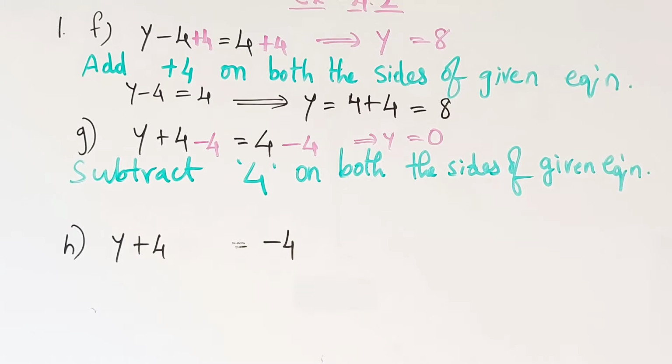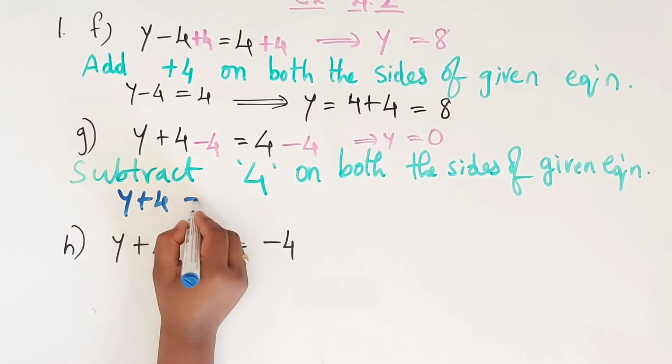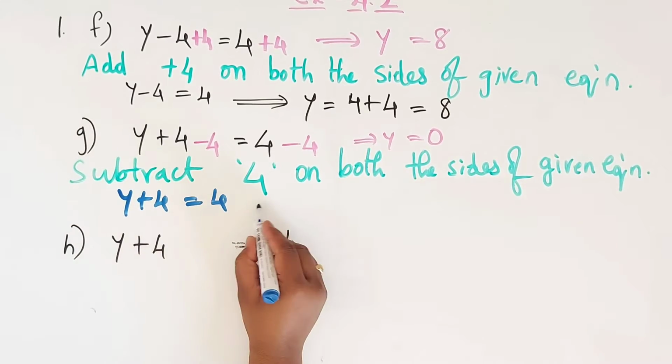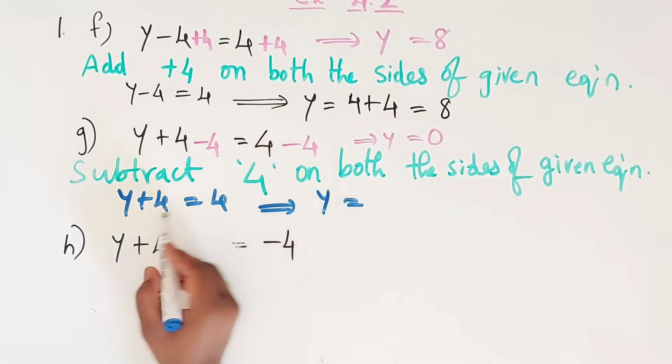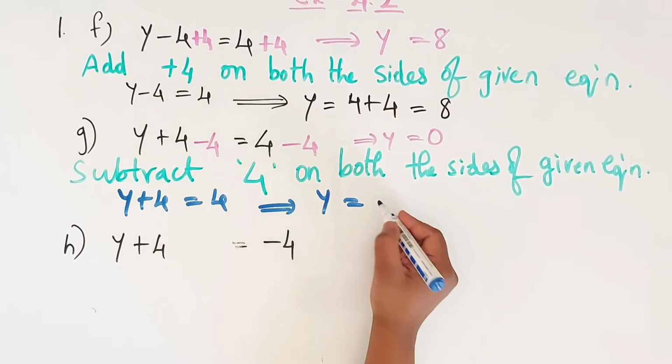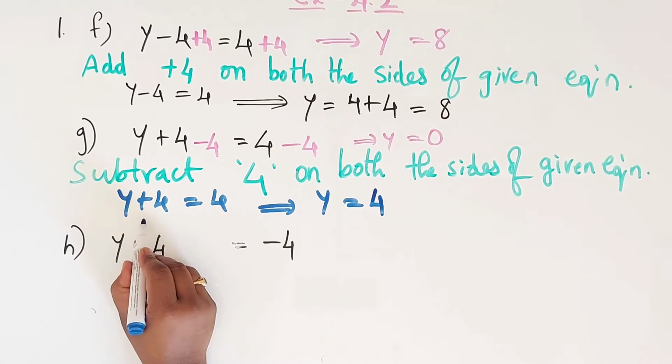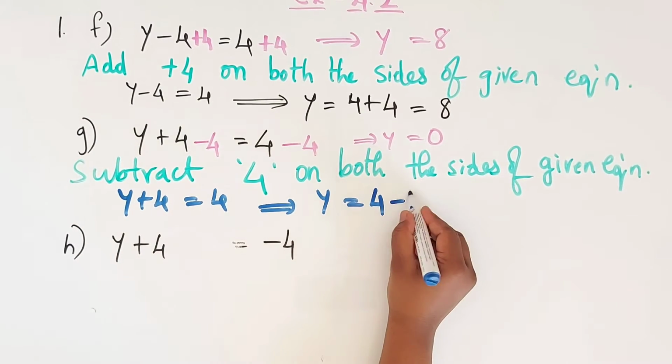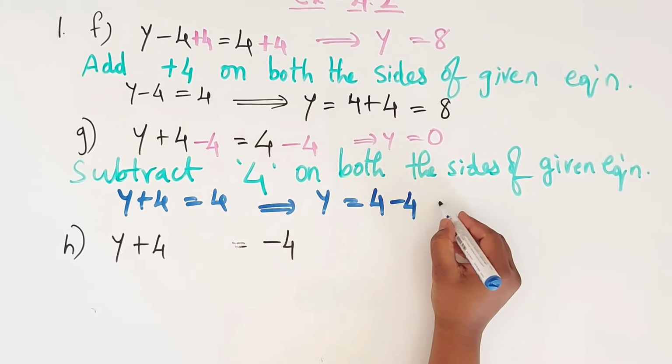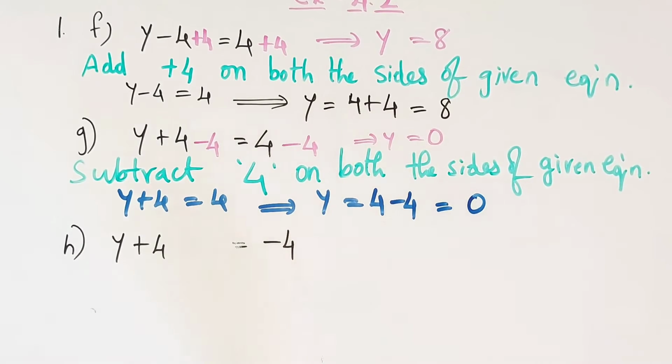Now we will do the direct method. What is the question children? y plus 4 equal to 4. Correct. From here y equal to, send this plus 4 to the right hand side. 4 is already there. Now send this plus 4 to the right hand side, minus 4. The sign will change. 4 minus 4 is 0 here also.